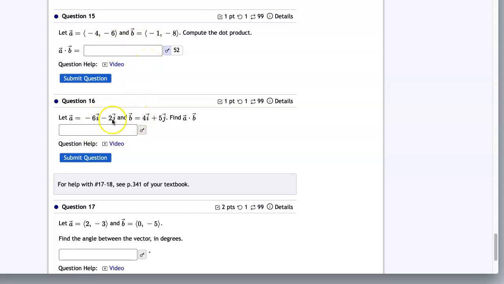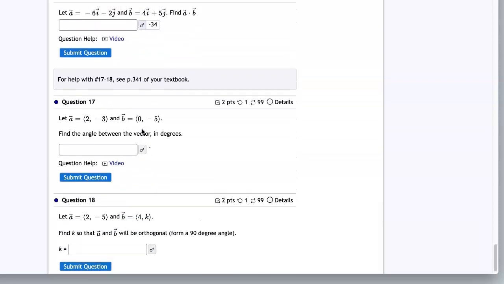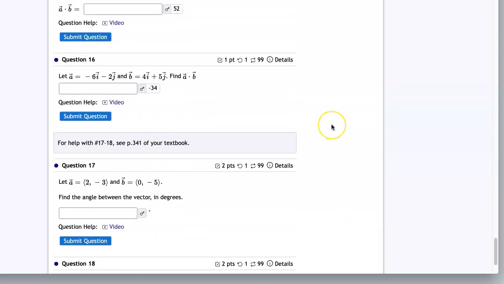So here we have the ij forms instead, but look, it's going to be the same thing. Negative 6 times 4 is negative 24. Negative 2 times 5 is negative 10. Negative 24 plus negative 10 is, moment of truth, negative 34. Shocking. Okay, so now what I'm going to do is make a third video to cover the last two problems.